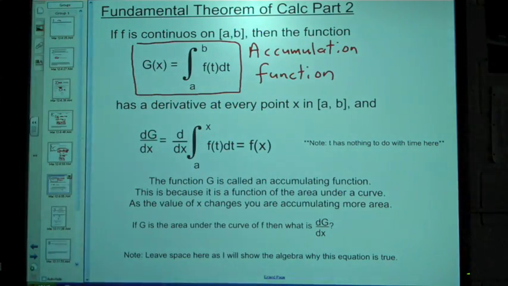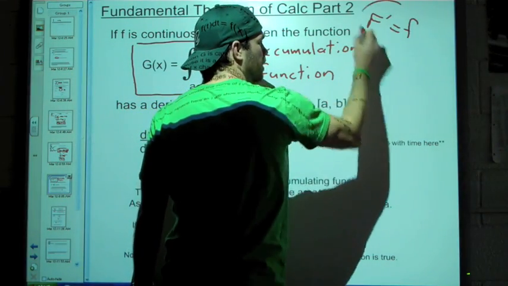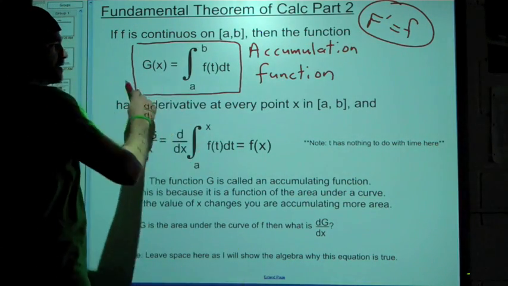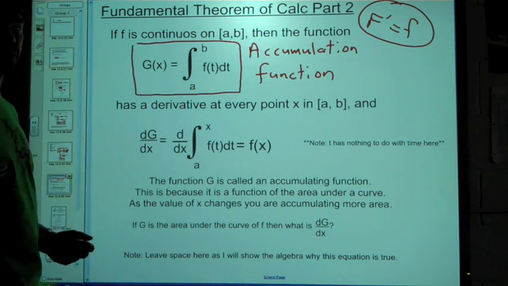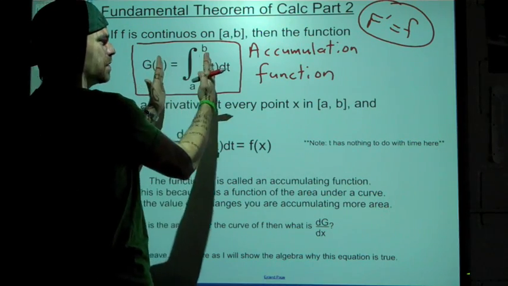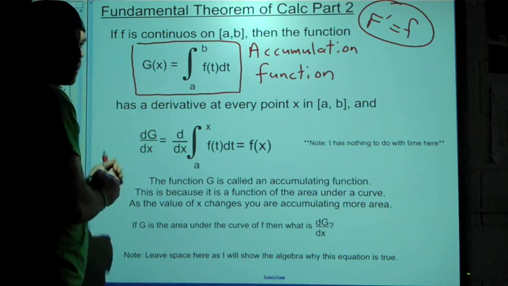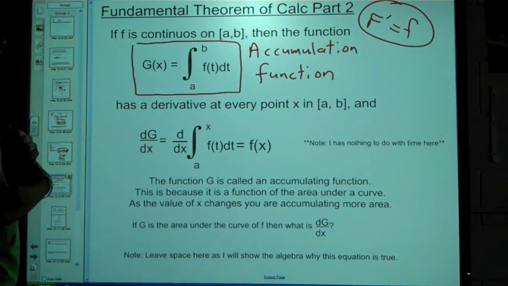Just like when you see this, you should say big F is the antiderivative. When you see this, right away you got to say this function is an accumulation function. What that means is, as I go from point A towards point B, I'm accumulating area under this curve. I'm getting more and more area. All right, you're accumulating area. That's where that comes from.